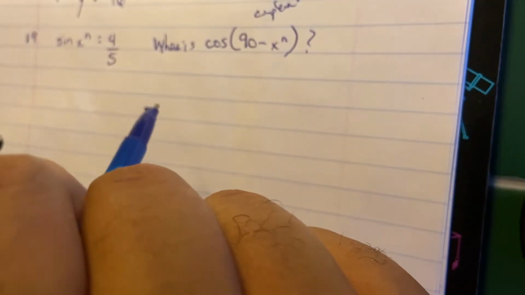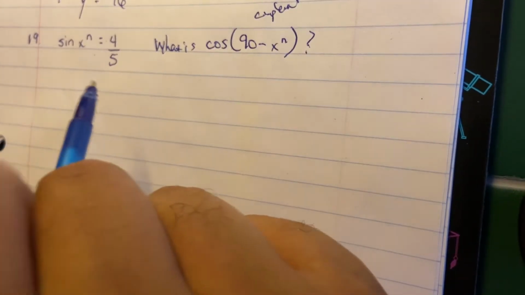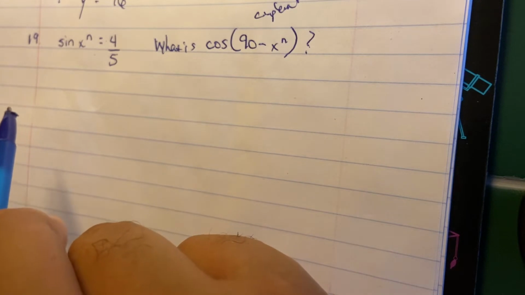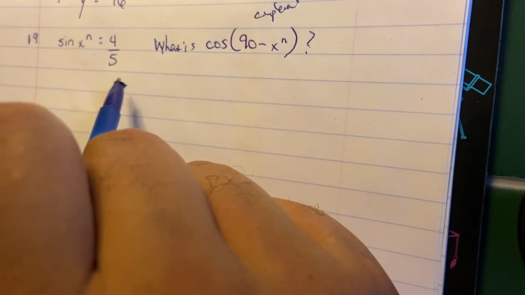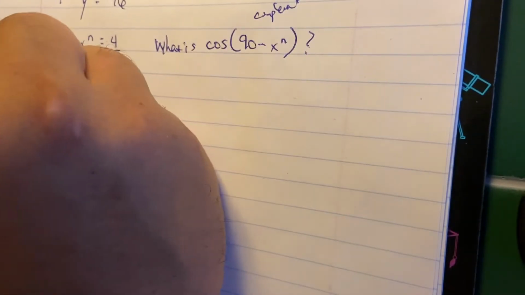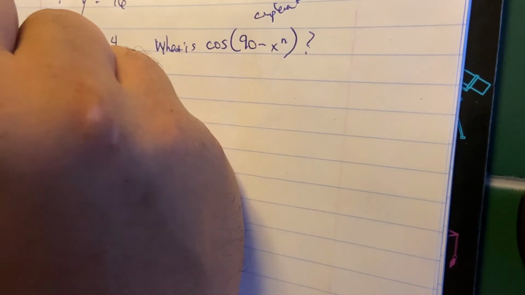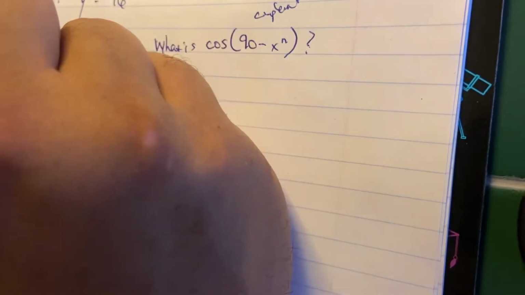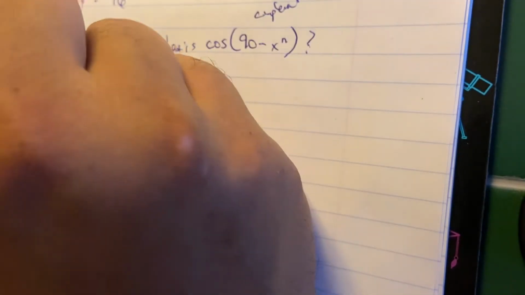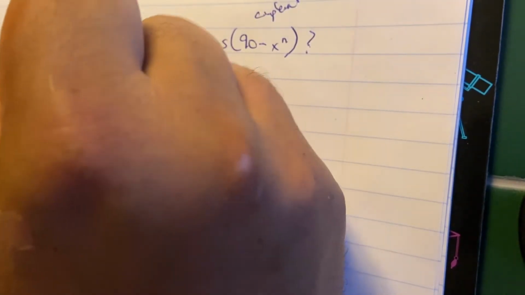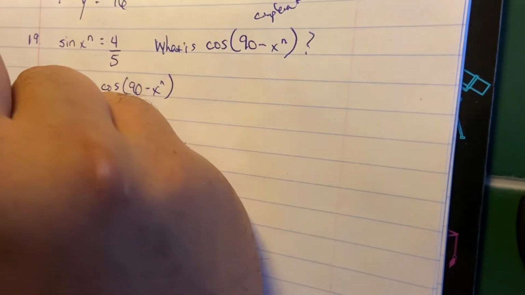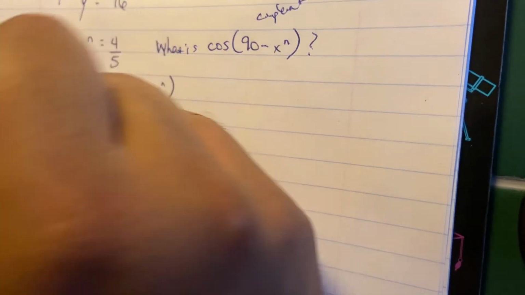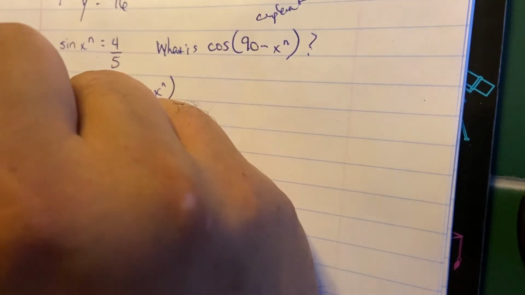Now, there's a rule in trigonometry that basically says that sine and cosine are considered something called cofunctions, right? So the sine of an angle is actually equal to the cosine of its complement. So that means that the sine of x to the n is actually equal to the cosine of 90 minus x to the n. So if the sine of x to the n is 4/5, that means that the cosine of its complement is also 4/5.